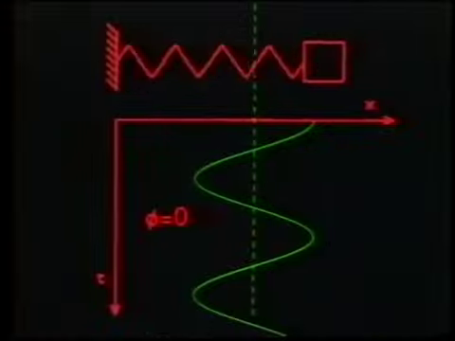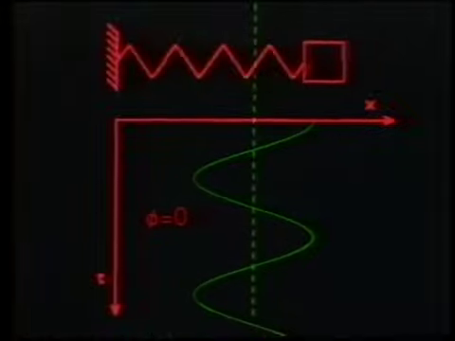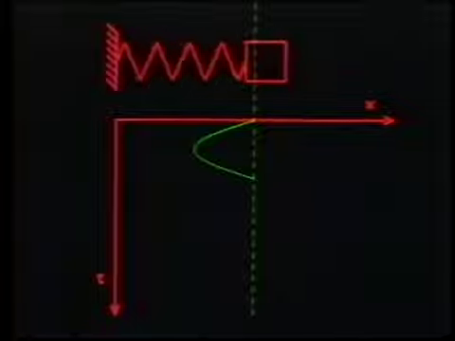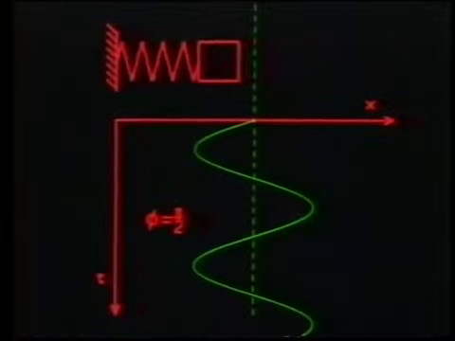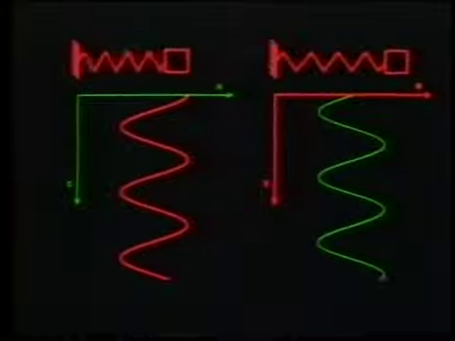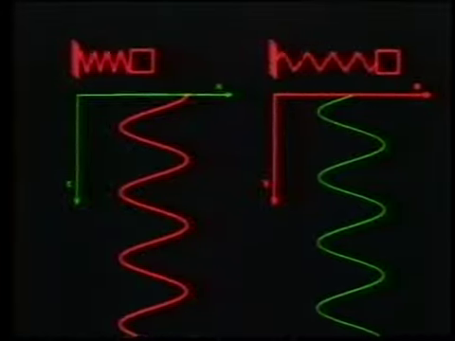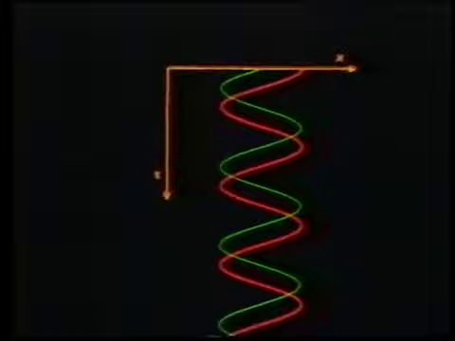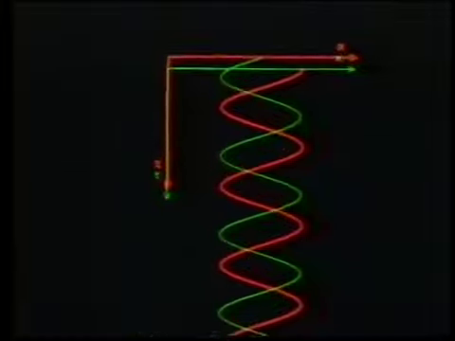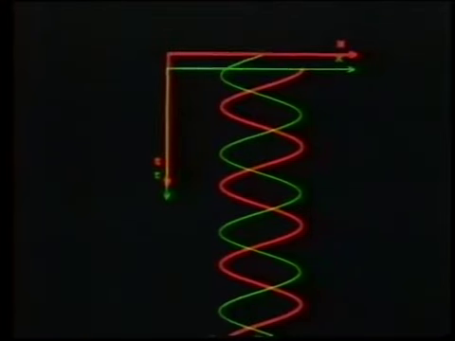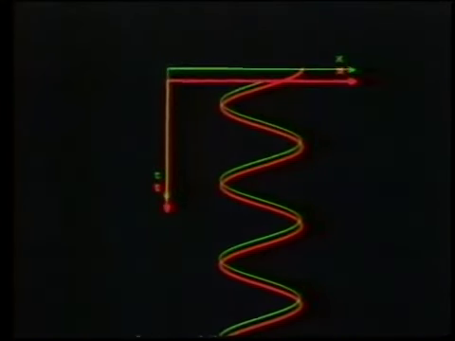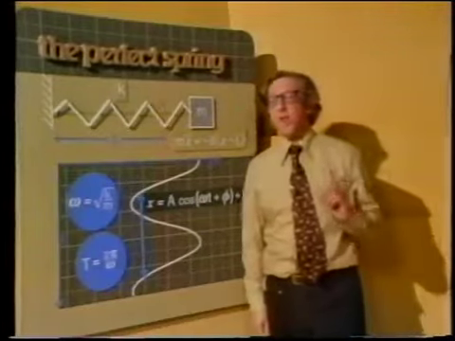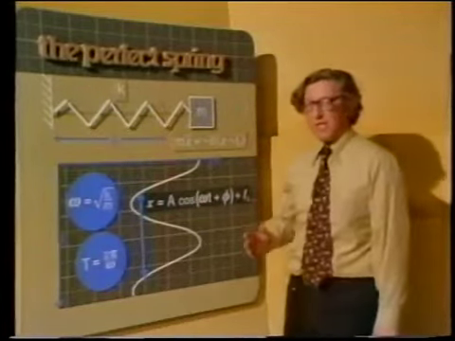In this case, phi is 0. And here phi is pi by 2. Here are two solutions that differ only in phase. Remember, for the left-hand system, phi is 0, and for the right-hand one, phi is pi by 2. Each system oscillates in the same way, but at a different time. So the difference in phase expresses how far out of step they are. So now we know all the features of simple harmonic motion as predicted for the perfect spring.